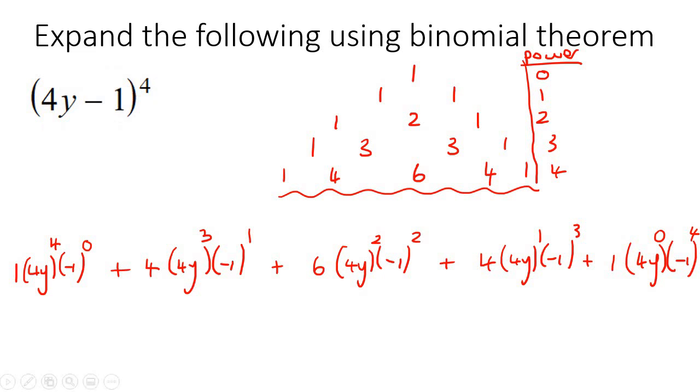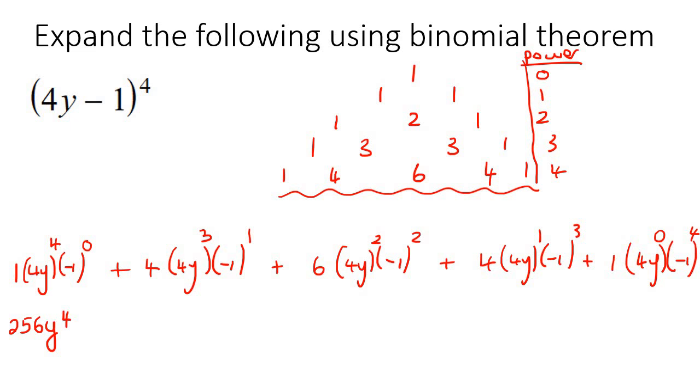So 4 to the power of 4. Ooh, that's actually, what is that? 256. And then y to the power of 4. This would cancel out. It would become a 1. So we just leave that. Then now we've got to be careful with this negative. This is why things become quite interesting. So I'll show you what I mean.